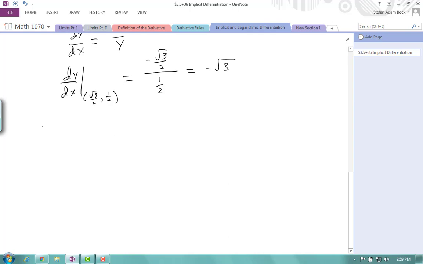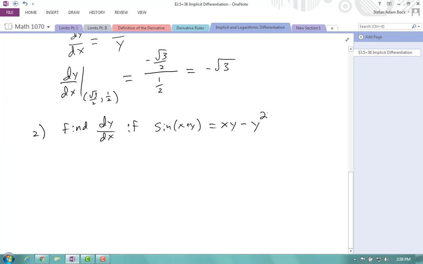For a more involved example, I may ask you for the derivative from a function like sine of x plus y is equal to x times y minus y squared.